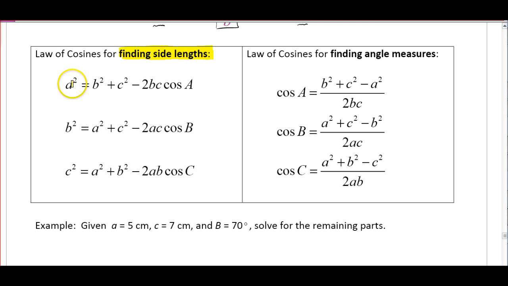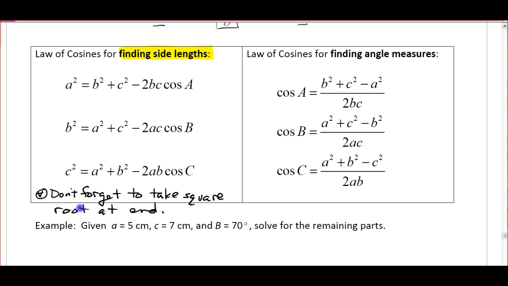This would be for finding a, and this would be for finding b, and this would be for finding c. And if you notice, these are squared. So your very last step at the end would be to take the square root. So let's make a little note here. Don't forget to take square root at end. Okay, because we don't want a squared, we want a, so we just take the square root at the end.